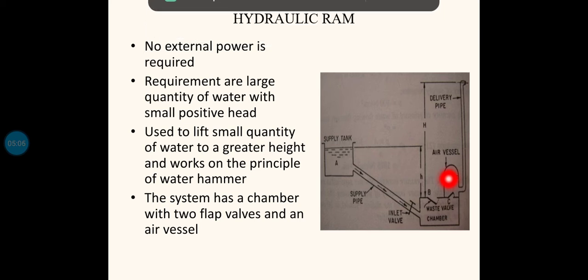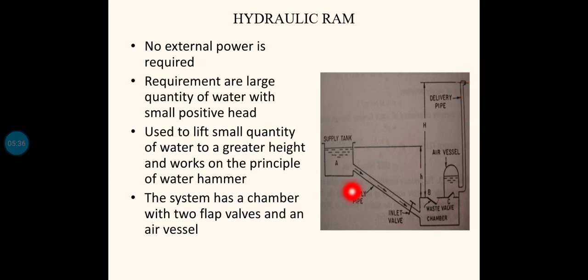and the water rushes into the air vessel, and the air trapped at the top portion of the air vessel is getting compressed. Now once the required pressure is reached by this air trapped here, the air will push the water in the air vessel through this delivery pipe to the required height. While the pressure here is increasing, the valve C is getting closed, so there won't be any backflow, so water will be flowing through the delivery pipe.